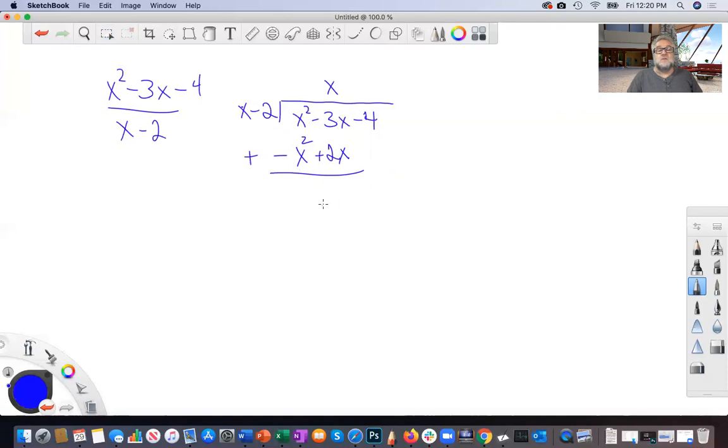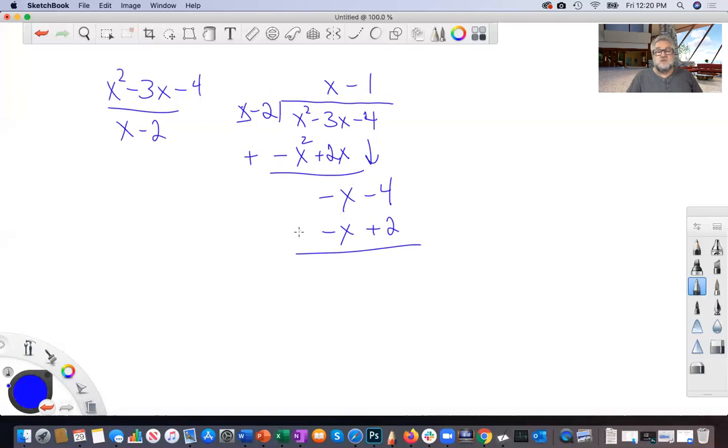I get 0, I get minus x, bring down the 4. Now, how many times does x go into minus x? Meaning, what do I have to multiply this by so it looks like that? And I'd have to multiply it by a minus 1. Okay, multiply. Minus 1 times x is minus x. Minus 1 times minus 2 is plus 2. Let's get rid of that line because it's annoying. There we go.